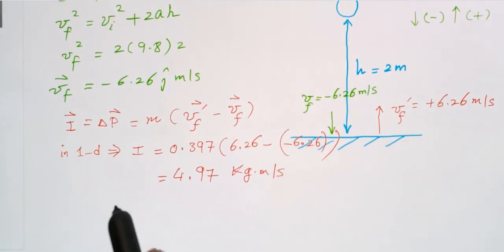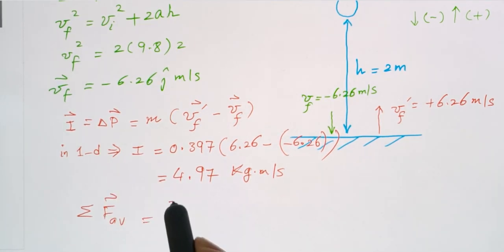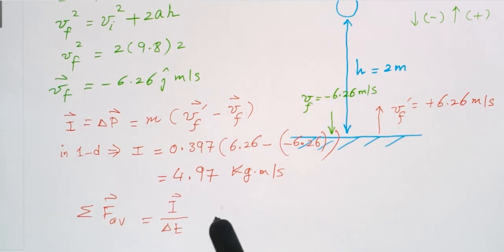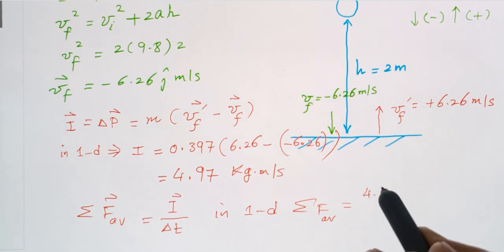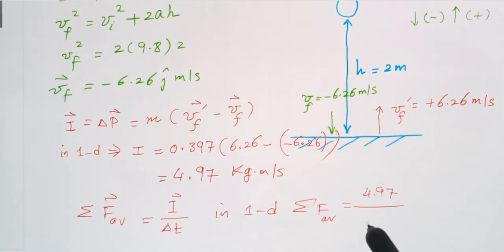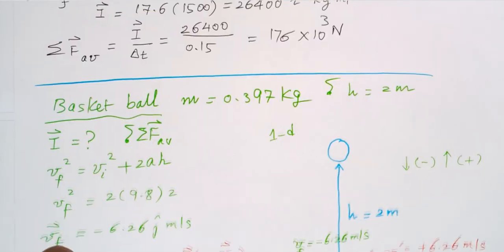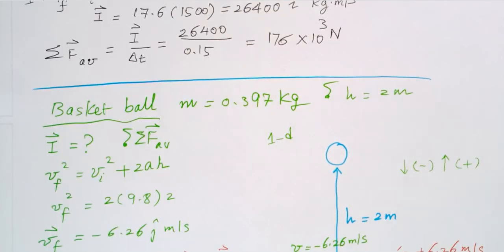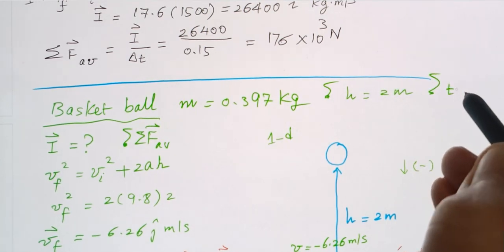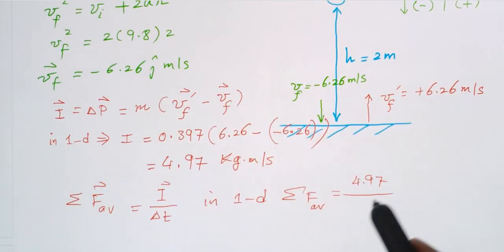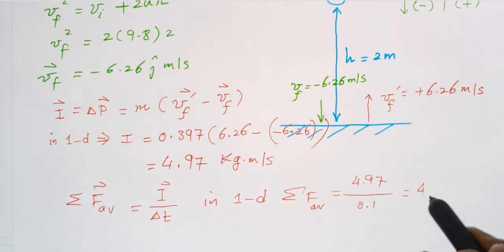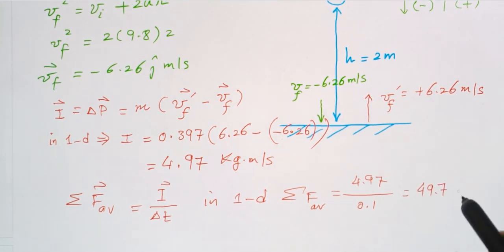Okay, what is the force, the average force acting? Well, it is I divided by T in one dimension. 4.97 divided by 0.1 second. I didn't mention that. So suppose that the bounce happened in 0.1 second. So here 0.1. So the force will be 49.7 newton.